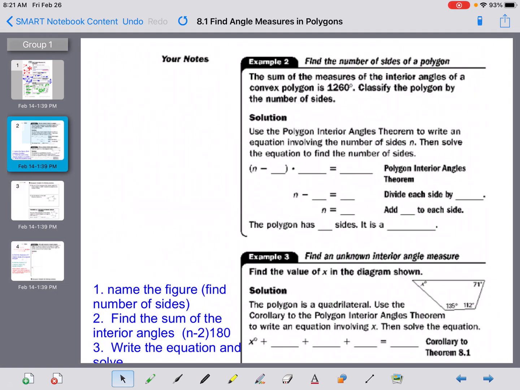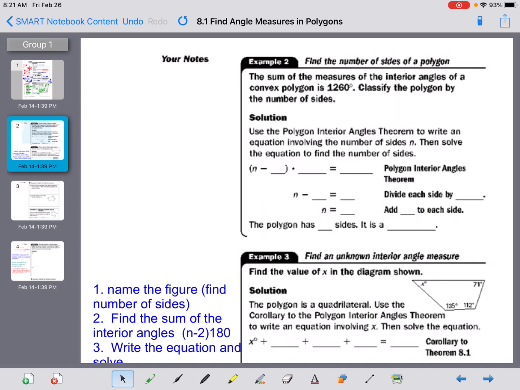All right, so at the top here it says the sum of the measures of the interior angles of a convex polygon is 1,260 degrees. Classify the polygon by the number of sides. Okay, if you think about it, this one's actually going backwards. It tells us what all the angles add up to, but it did not tell us the number of sides. We need to figure out the number of sides so we can classify it.